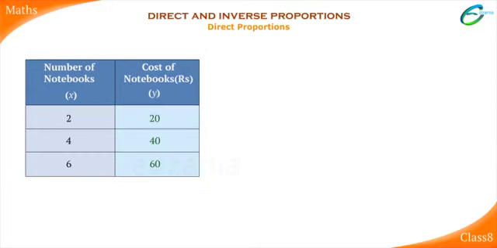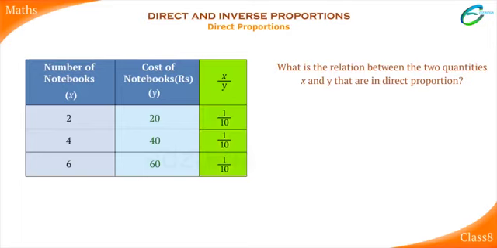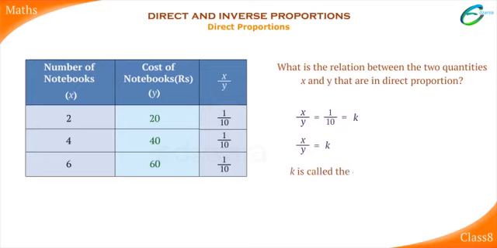What do we mean by proportionality? In other words, what is the relation between the two quantities X and Y that are in direct proportion? When we look at the table closely, we see that X over Y gives a ratio of 1 over 10, which is constant for all the cases of X over Y. By denoting the constant as K, we get this relation X over Y is equal to K. And K is called the constant of proportionality.